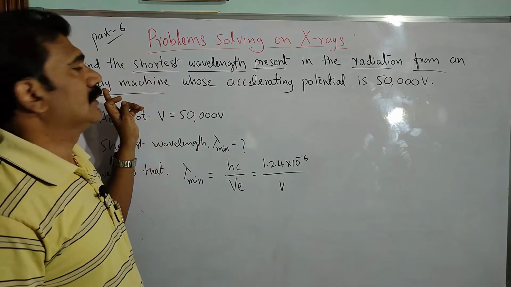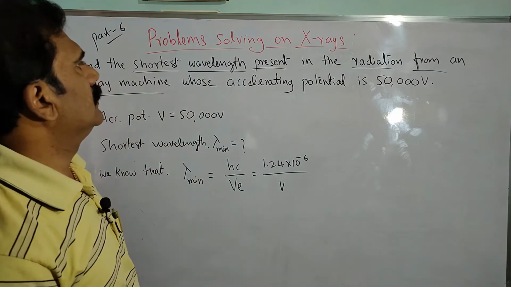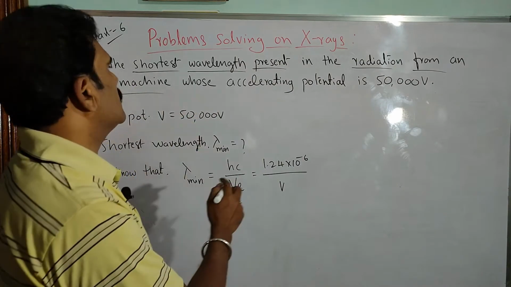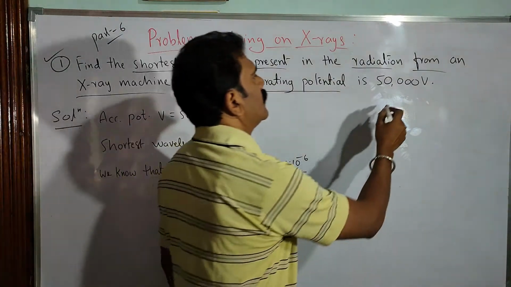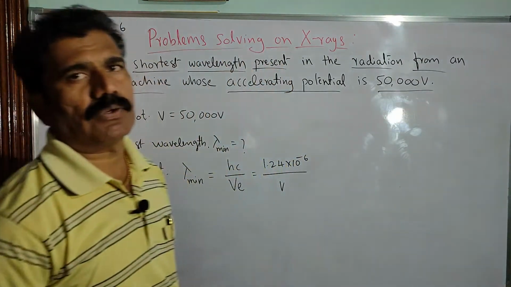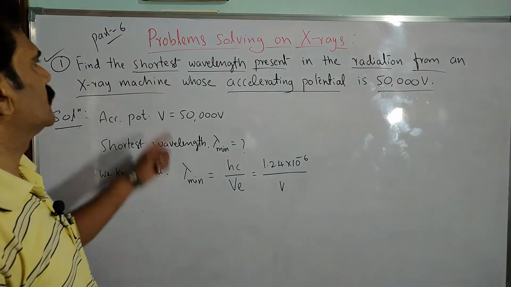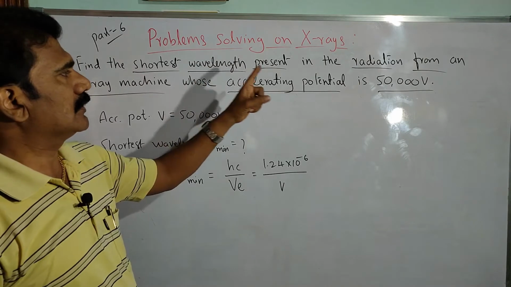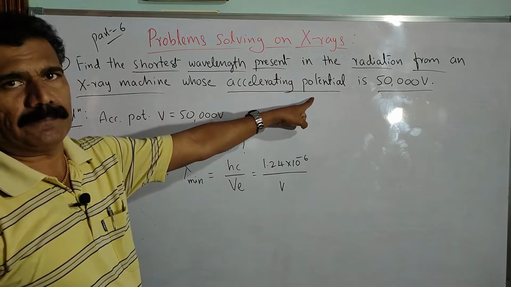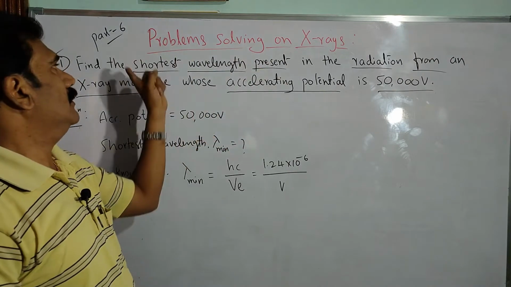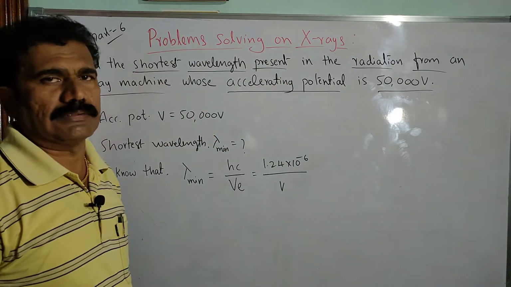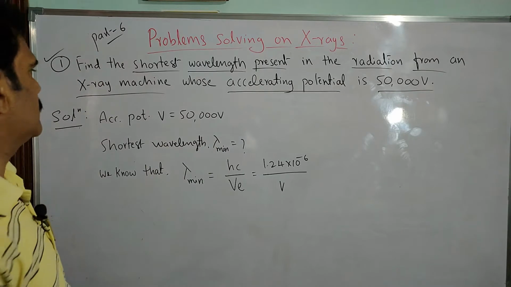produced by the X-ray machine. To produce that X-rays, what is the accelerating potential? That is given here, 50,000 volts. Because this shortest wavelength depends upon the applied accelerating potential. So by knowing this accelerating potential, you can calculate the shortest wavelength in the continuous X-rays. It is a simple concept.